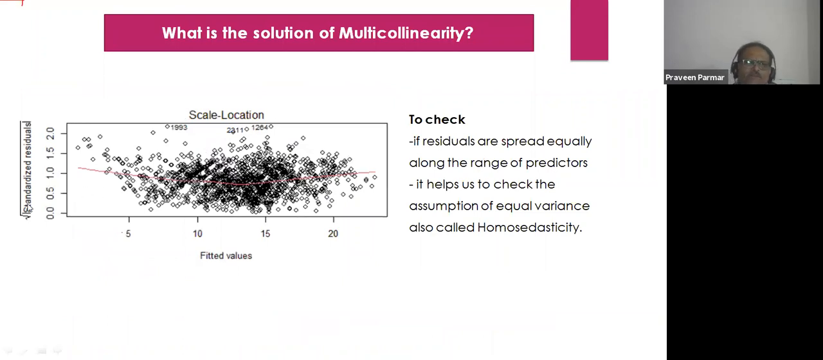And the scale-location plot shows the standardized residuals and the fitted values. It checks if residuals are spread equally along the range of the predictors. It helps us to check the assumption of equal variance, also called homoscedasticity.